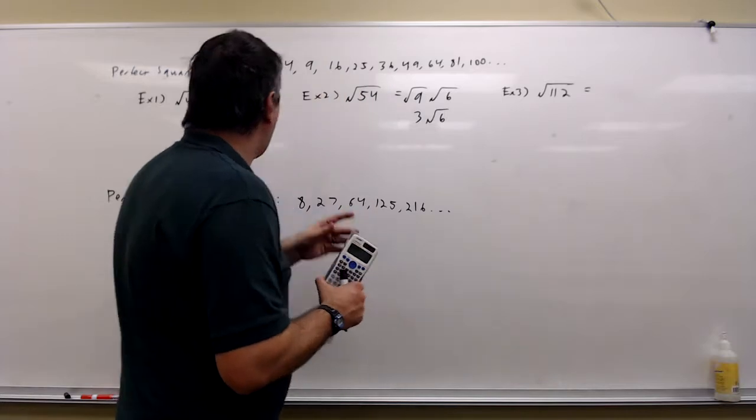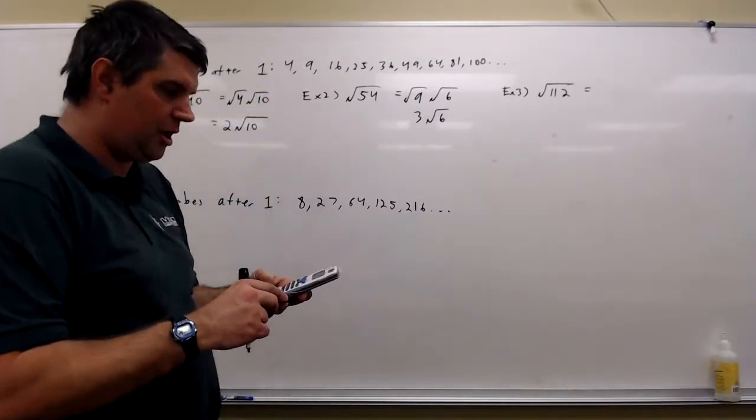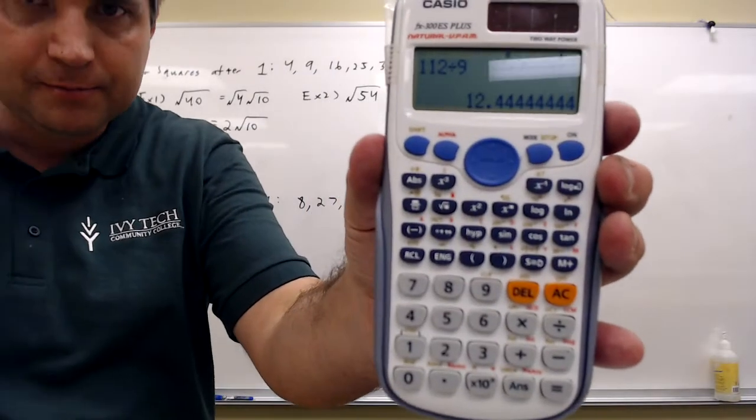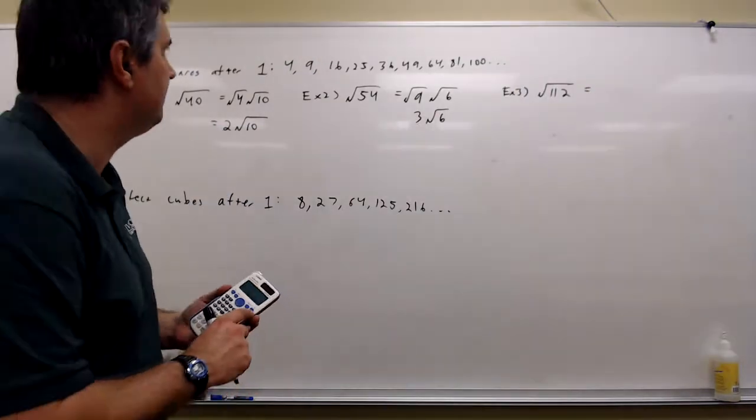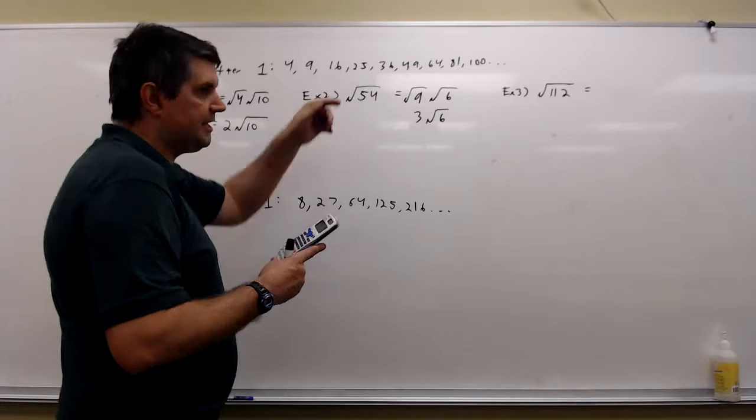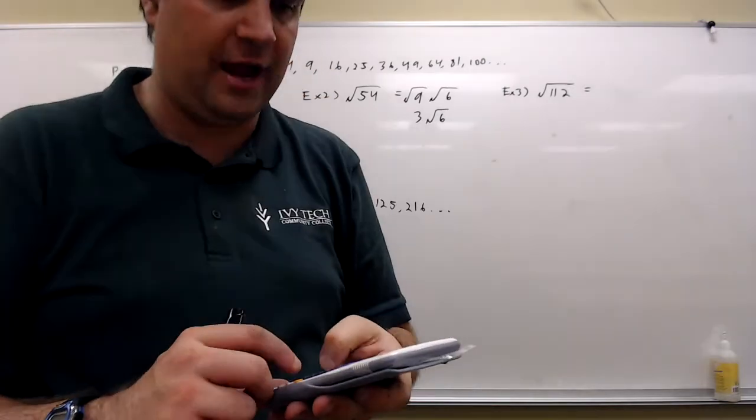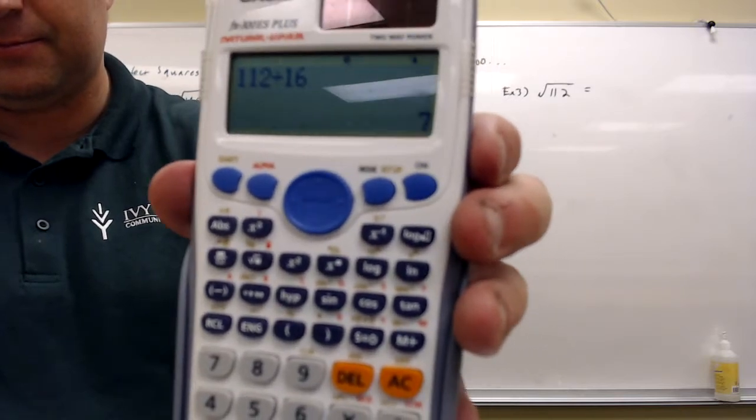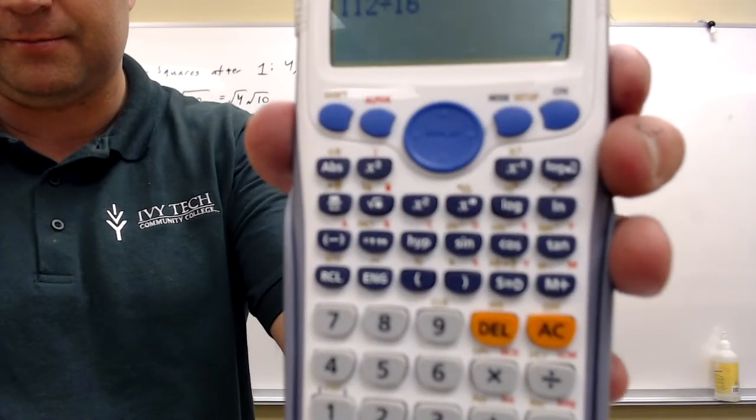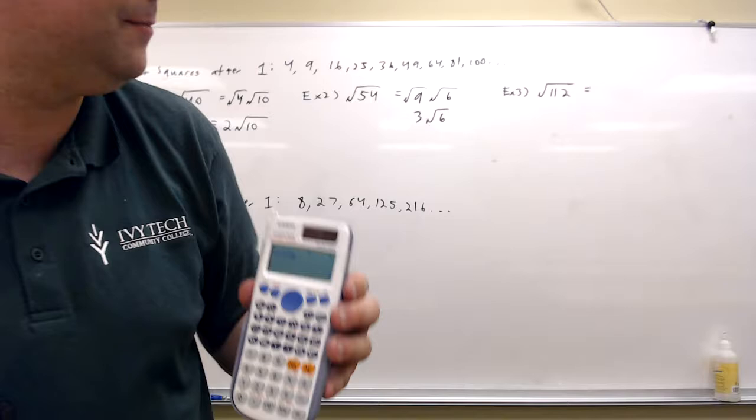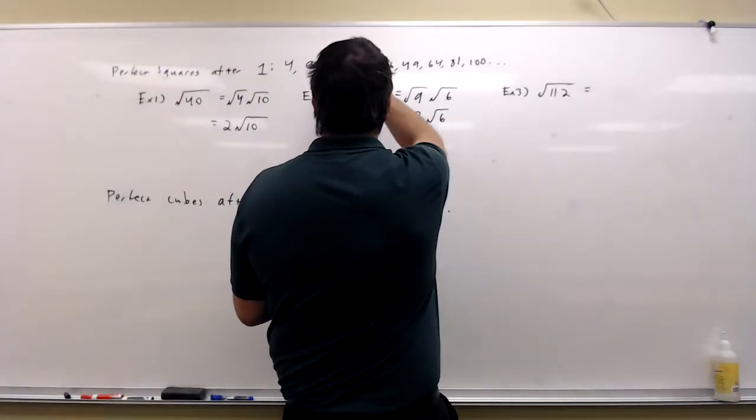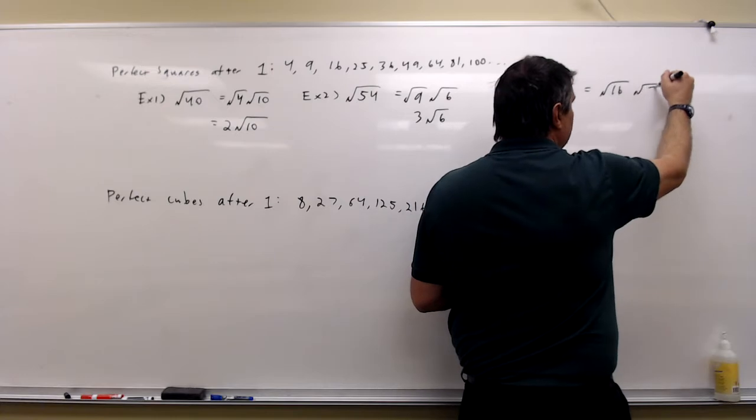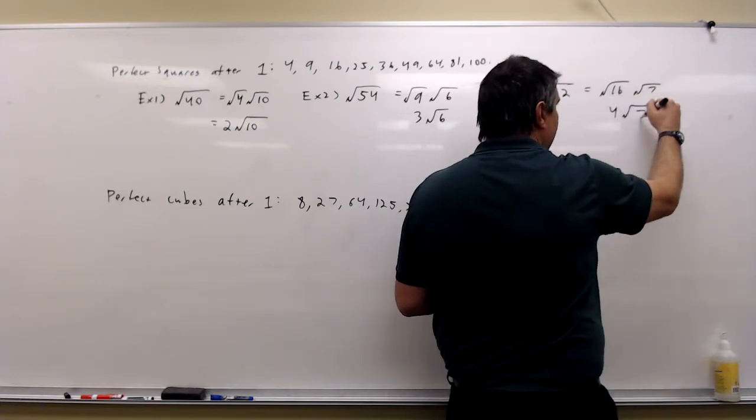So I'll try 9. 112 divided by 9 doesn't divide cleanly. Next I'll try 16. 112 divided by 16 is 7. So 7 isn't divisible by any number on this list. So I'm going to be doing the square root of 16 and the square root of 7. That's 4 square root of 7.